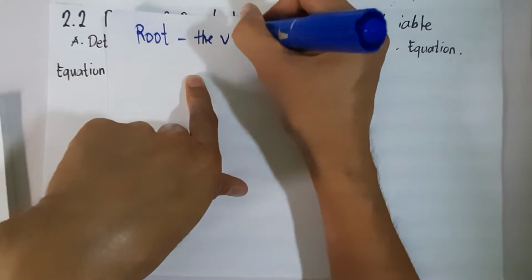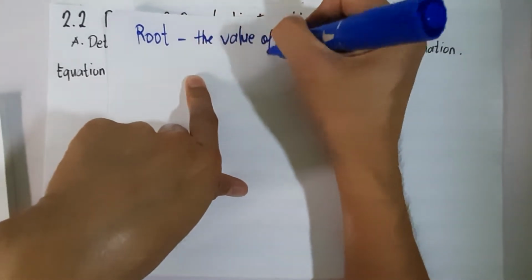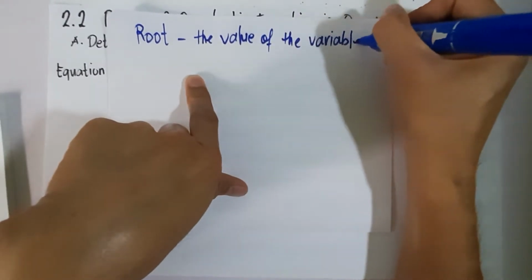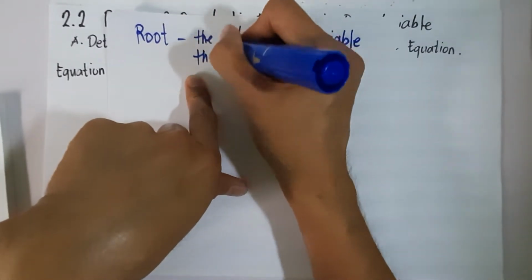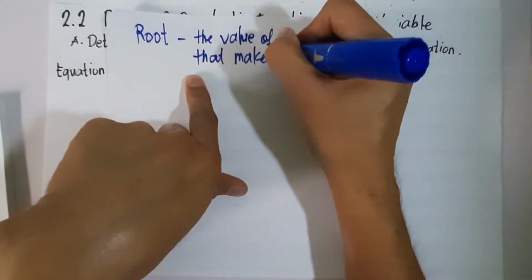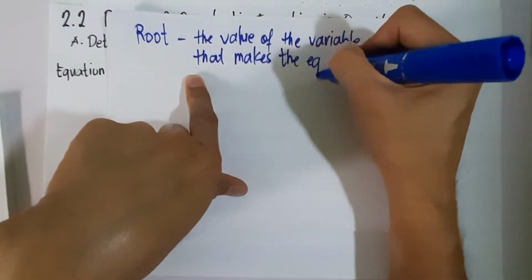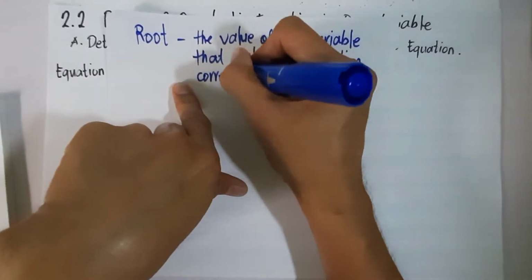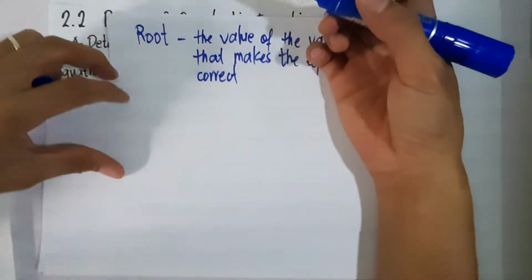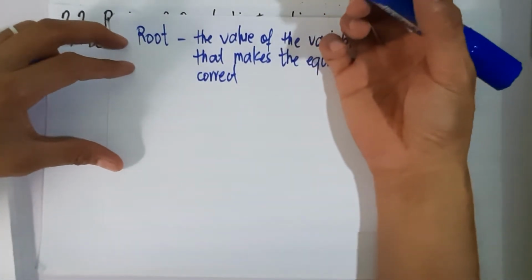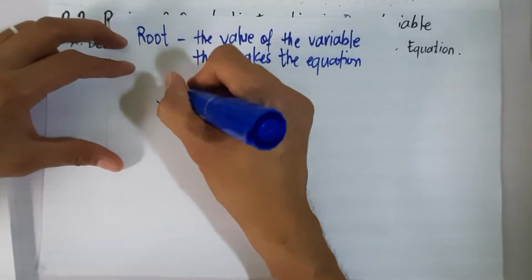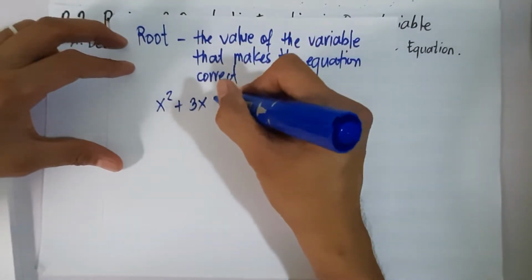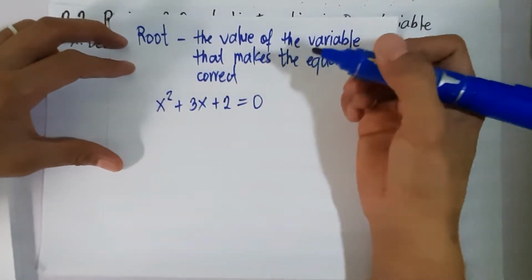The value of the variable, or the value of x, that makes the equation correct. This is in the case of a quadratic equation, or an equation of degree 2. For example, we have the equation x squared plus 3x plus 2 equals 0.